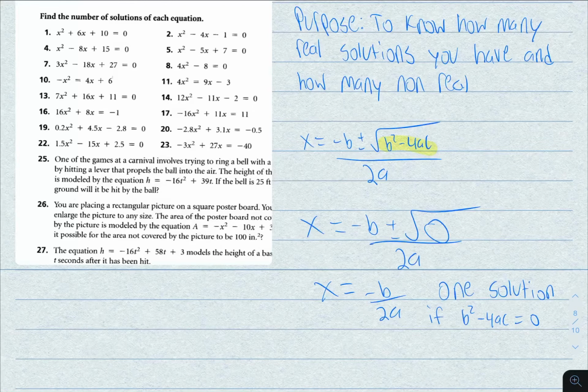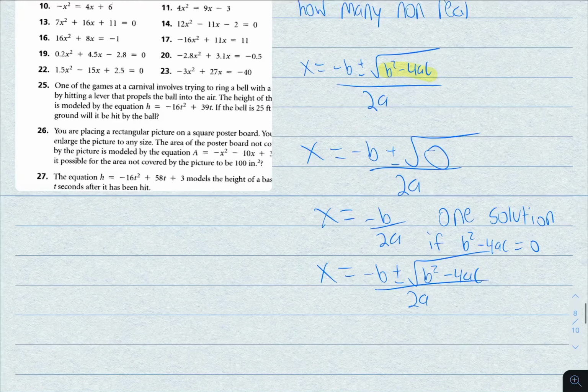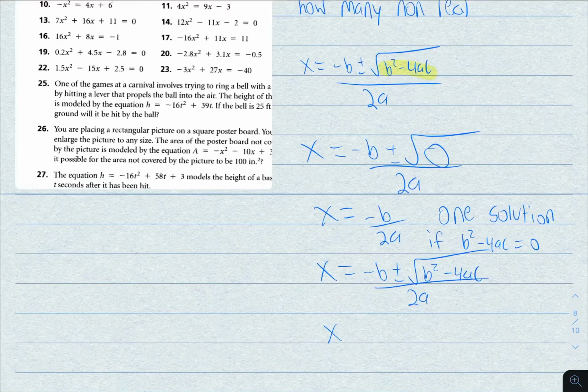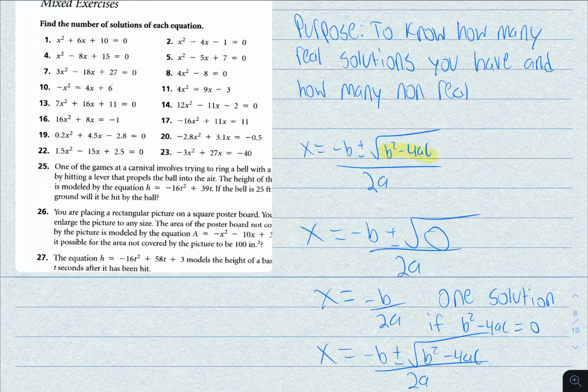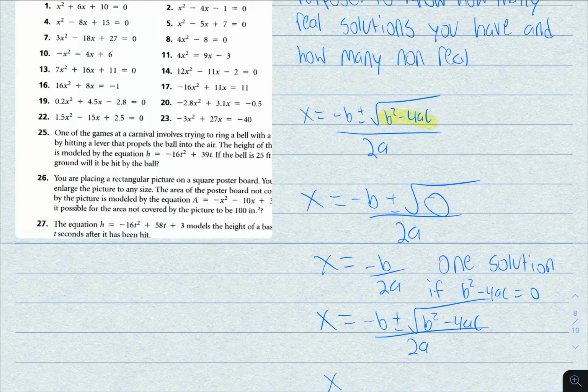And all of your work yesterday and the day before, whenever we plugged in numbers, x equals negative b plus or minus square root b squared minus 4ac divided by 2a. Whenever we were doing work the other day, you always got a positive number in here. So, for example, let's try the first one on this worksheet. x squared plus 6x plus 10 equals 0.